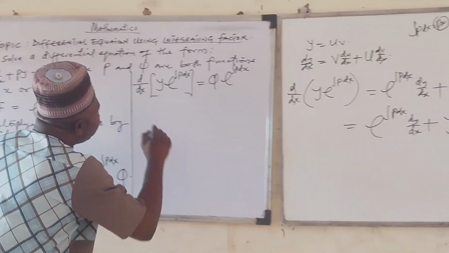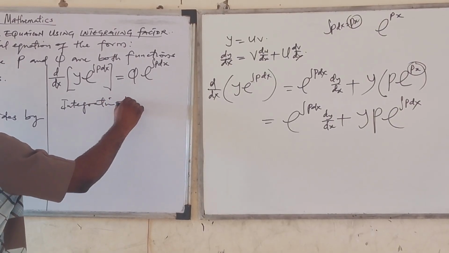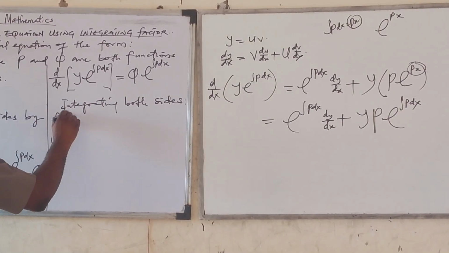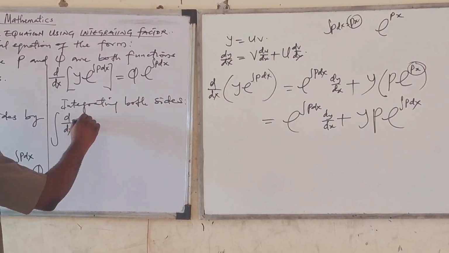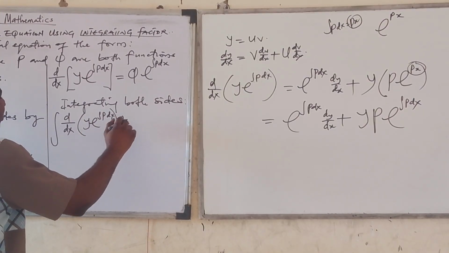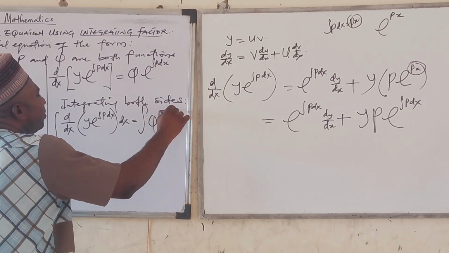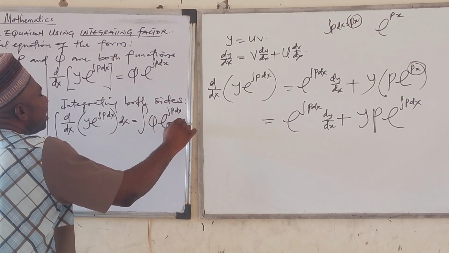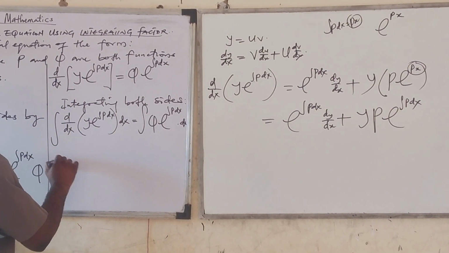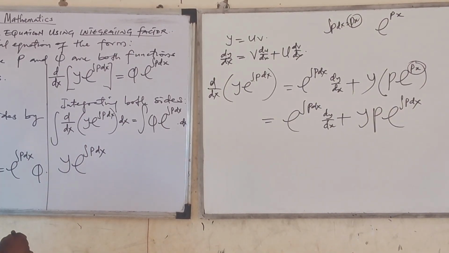So the next step is to integrate both sides. Integrating both sides, you have the integral of d/dx of y e raised to the power of integral P dx, with respect to x, equal to the integral of Q e raised to the power of integral P dx, with respect to x. Since this is the derivative, when you integrate this, it gives y e raised to the power of integral P dx.